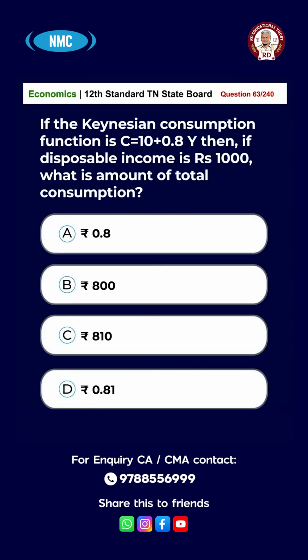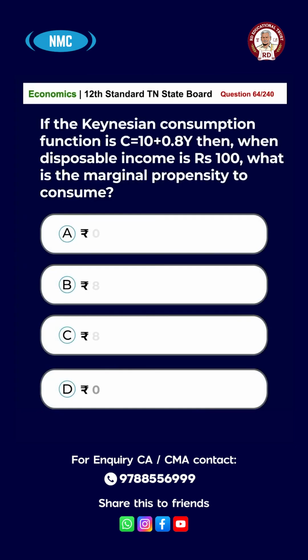Question number 63. If the Keynesian consumption function is C equal to 10 plus 0.8y, then if disposable income is rupees 1000, what is the amount of total consumption? A, 0.8, B, 800, C, 810, D, 0.81. The answer is option C, rupees 810.